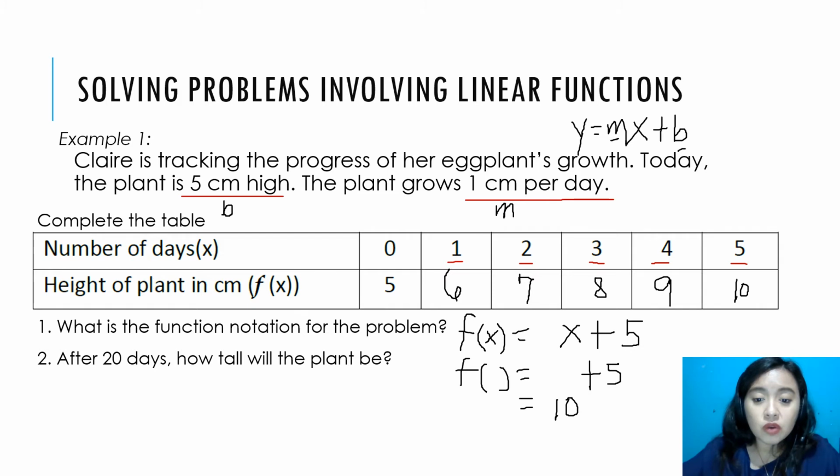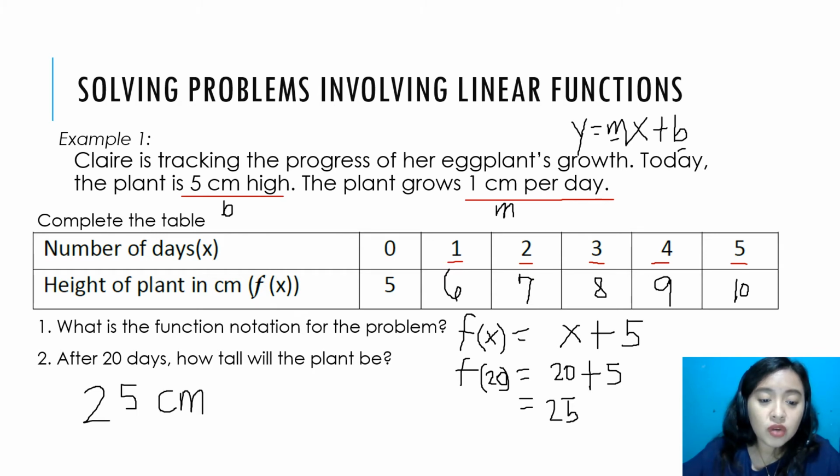So, the last part of our problem states that after 20 days, how tall will the plant be? Unsa ang height sa plant kung after 20 days na siya? So, we can use 20 to serve as the value for our x. So, mahimo na siyang f of 20. Atong i-change ang value ni x, mahimo na siyang 20. And, obviously, 20 plus 5, you will have 25. So, the answer here is, after 20 days, the plant will be 25 cm.